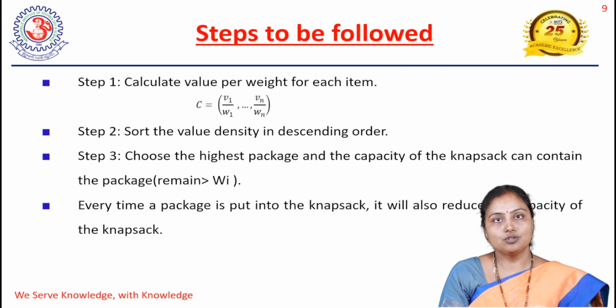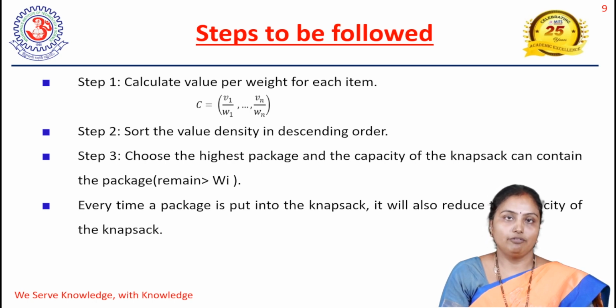So the steps to be followed. So what are the steps to be followed? First, we have to calculate the value per weight for each item. So already values V1, V2, so on, Vn are given and W1, so on, Wn are given. Now we have to calculate the value per weight for each item. The formula is value by weight.